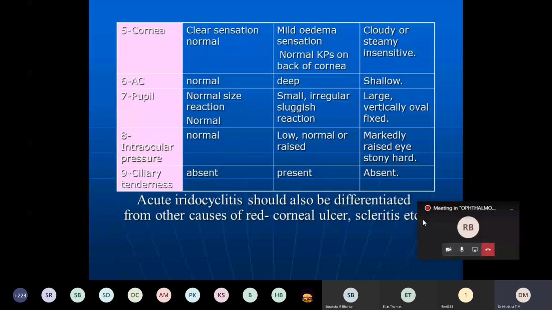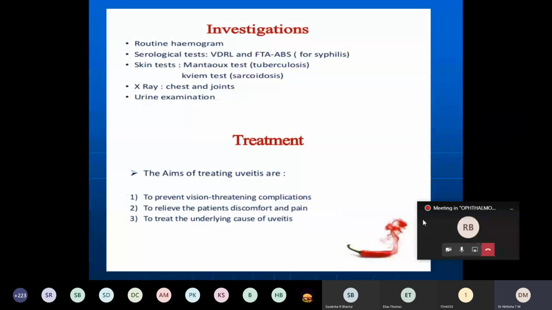Ciliary tenderness is absent in cases of conjunctivitis. In iridocyclitis, ciliary tenderness is present. In cases of glaucoma, it is absent. So acute iridocyclitis should always be differentiated from other causes of red eye like corneal ulcer and scleritis.